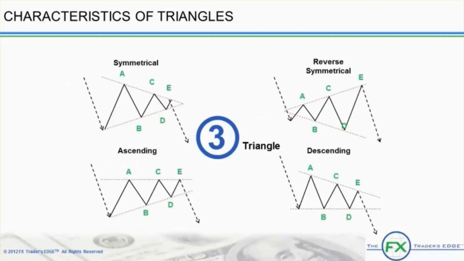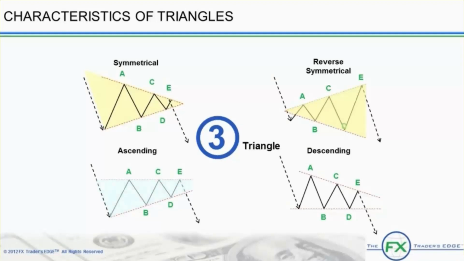There are 4 variations of triangles. Triangles usually occur in fourth wave positions and are considered sideways consolidation patterns. They are also called continuation patterns as they precede the final move in the direction of the current trend. Notice the difference between the symmetrical and reverse symmetrical triangle. The symmetrical triangle moves within converging channel lines. The reverse symmetrical triangle moves within diverging channel lines.